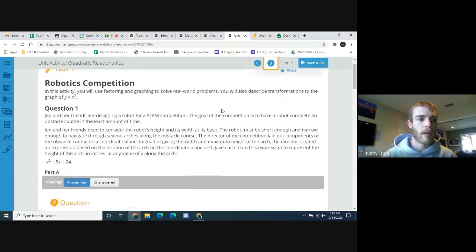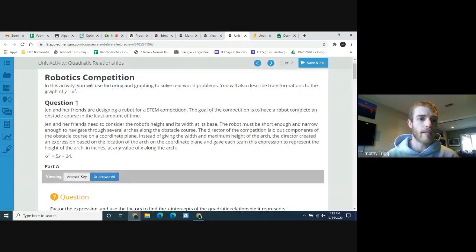Now on page 5 it says, in this activity, you will use factoring and graphing to solve real-world problems. You will also describe transformations to the graph of y equals x squared. Okay, question 1. Jen and her friends are designing a robot for a STEM competition. The goal of this competition is to have a robot complete an obstacle course in the least amount of time. Jen and her friends need to consider the robot's height and its width at its base. The robot must be short enough and narrow enough to navigate through several arches along the obstacle course.